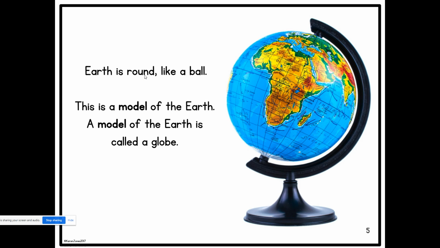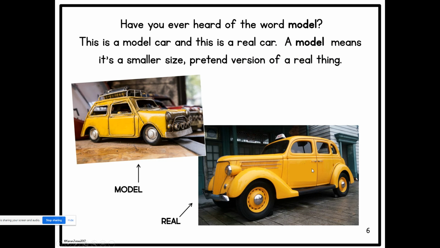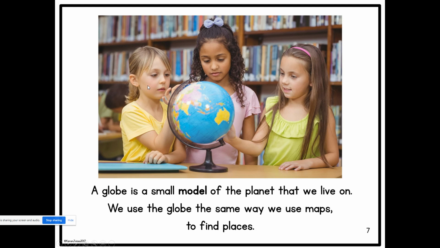Do you remember what it was called? It's a sphere. This is a model of the Earth. A model of the Earth is called a globe. So it's showing us what the Earth looks like. Have you ever heard of the word model before? Here's a model car and a real car. A model means it's a smaller size or a pretend version of the real thing. A globe is a small model of the planet that we live on.